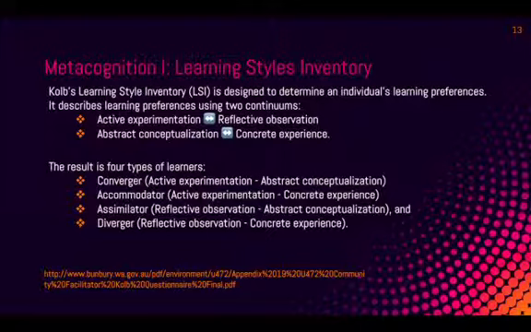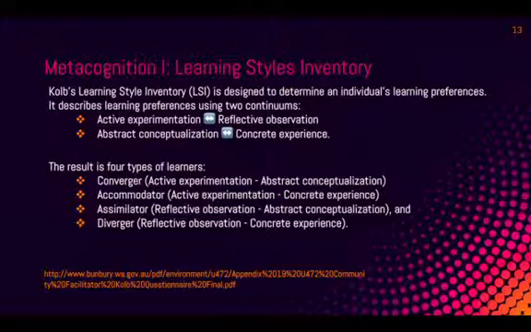We've got the converger, the active experimentation and abstract conceptualization, so involving those two continuums. The accommodator, active experimentation combined with concrete experience. The assimilator, reflective observation combined with abstract conceptualization. And the diverger, the reflective observation combined with concrete experience.